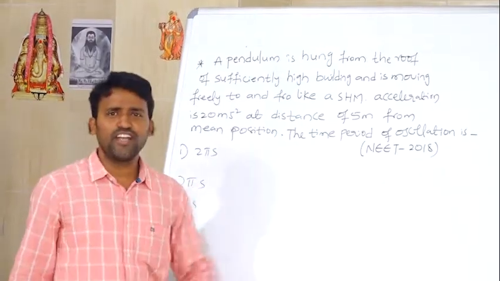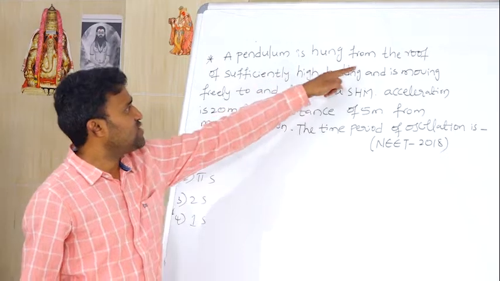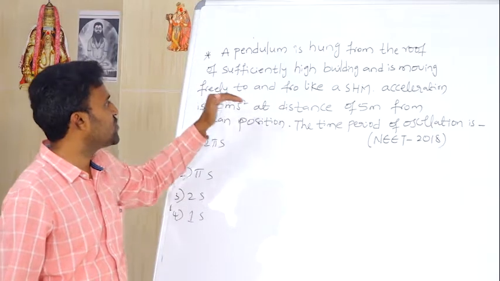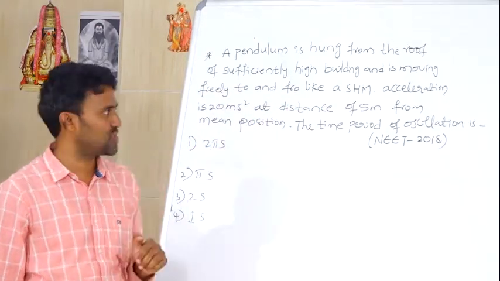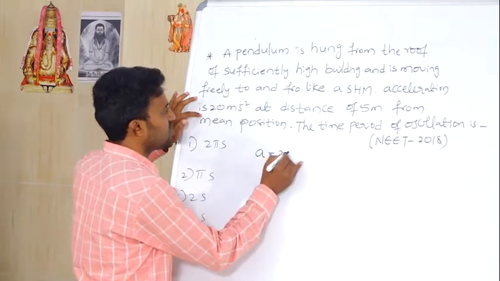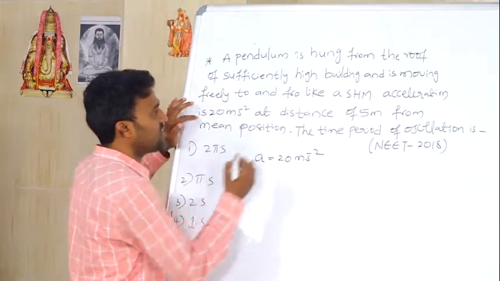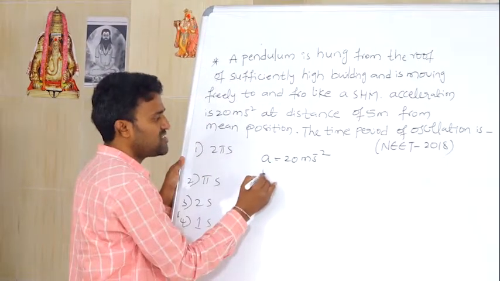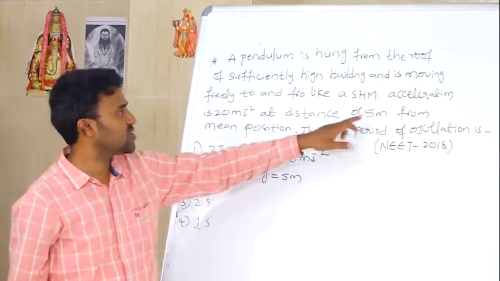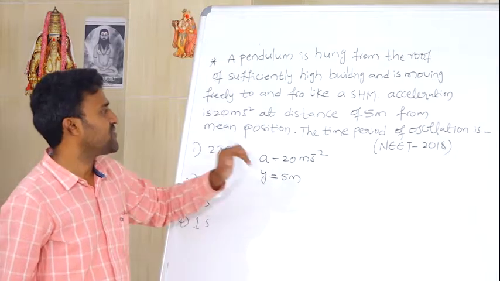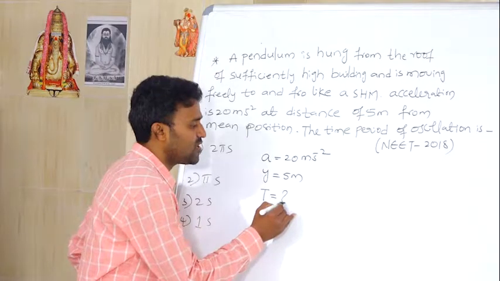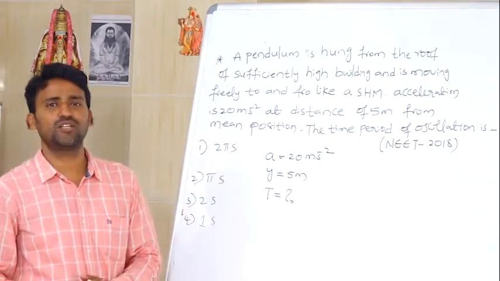Now, NEET 2018 problem. A pendulum is hanging from the roof of a sufficiently high building and is moving freely to and fro like simple harmonic motion. They have given acceleration a equal to 20 meter per second square at a distance, y is equal to 5 meters from the mean position. The time period of the oscillation, he is asking. What is the time period? T is equal to?